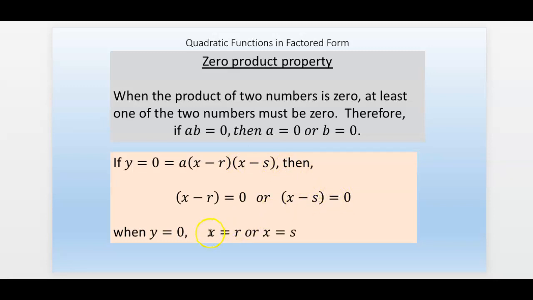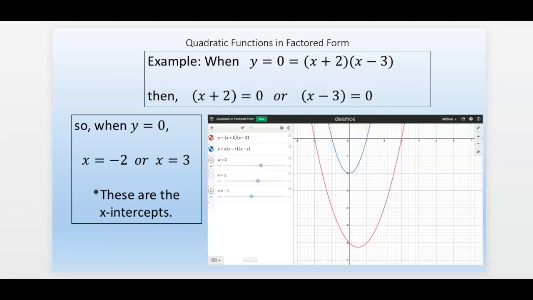So if x equals r or x equals s, then y is 0. As an example, if the factored form is (x plus 2)(x minus 3), then we know that when x is negative 2, this first factor is 0. And when x is 3, this second factor is 0. You can set each factor equal to 0 and solve for x, and you'll get the intercepts, negative 2 and 3. You can see that right here.